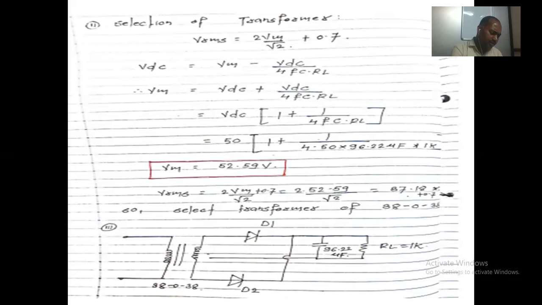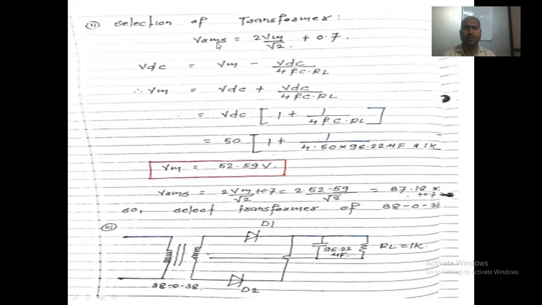52.59. If something changes in the calculation, for example 52.40, it is also an answer. 52.70 is also an answer, because after all the point that should be changed has happened. So the VM value we have to calculate is VM equal to 52.59. Same value. Now we have to calculate the VRMS, right?